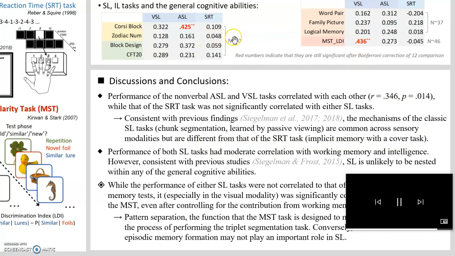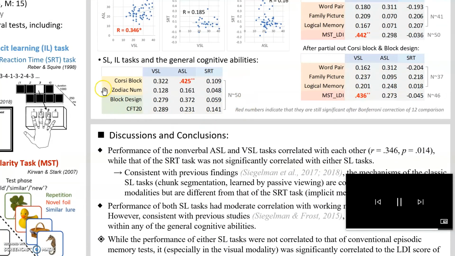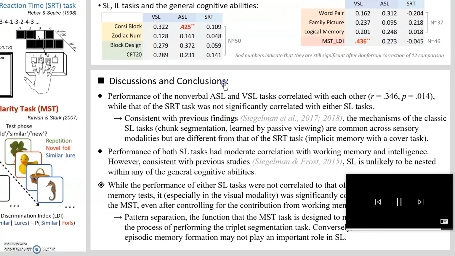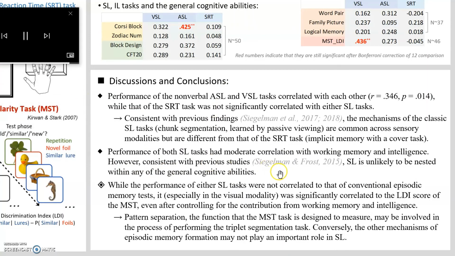Also, similar to findings in previous studies, the Pearson correlation of both statistical learning tasks with working memory and intelligence was only moderate, suggesting that performance in the statistical learning tasks may somehow be related to general cognitive abilities, but still shows less likelihood of being nested within any of them.